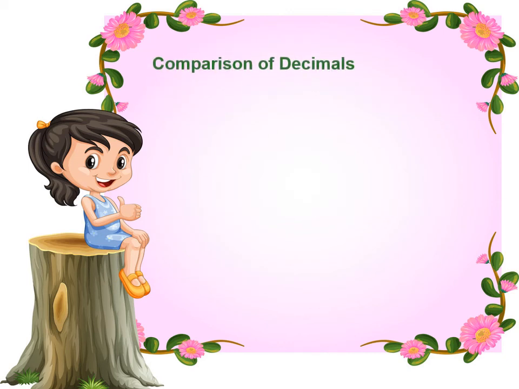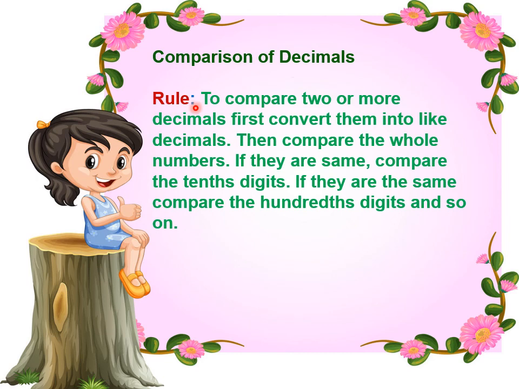Now next is comparison of decimals. How to compare between decimals? So the rule to compare two or more decimals: first convert them into like decimals. So first of all we have to convert them into like decimals. Then compare the whole numbers. Whole number means before the decimal point, whatever number is there, that we have to compare. If they are the same, compare the tenths digits. If they are the same, compare the hundredths digits, and so on.